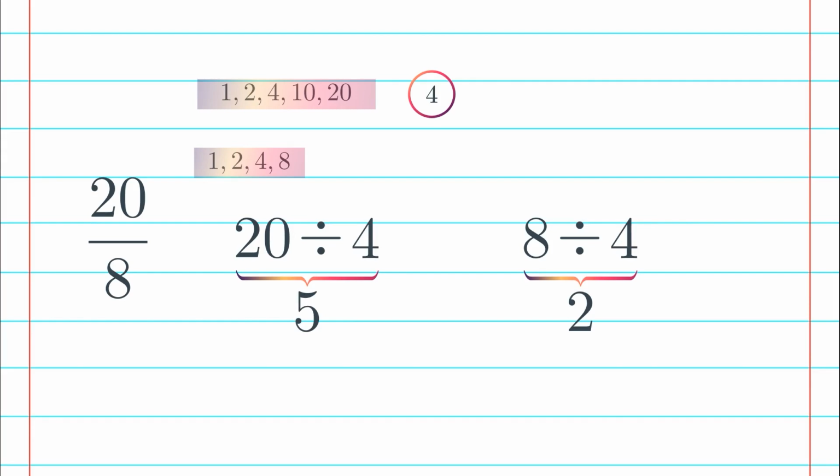In the last step, we write the result of the division of the numerator and the denominator by the greatest common factor as a simplified fraction. So the simplified fraction of 20 over 8 would be 5 over 2. So I hope you understood the concept of simplifying fractions.